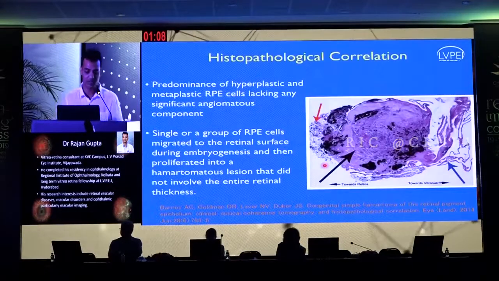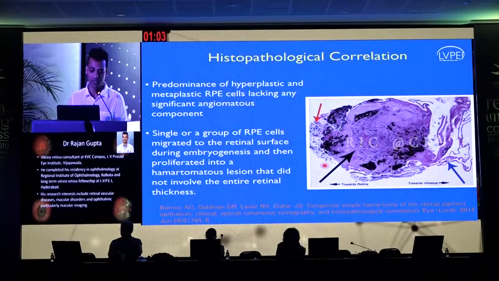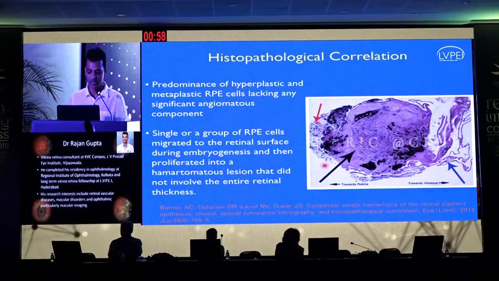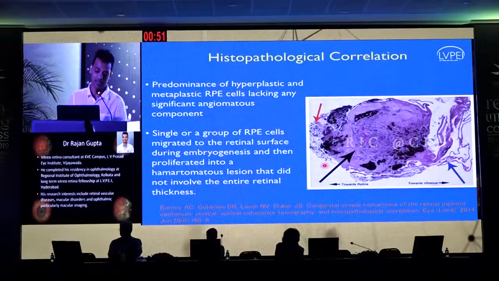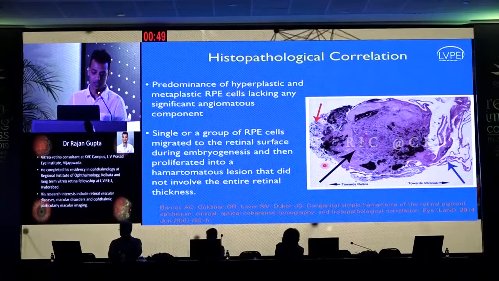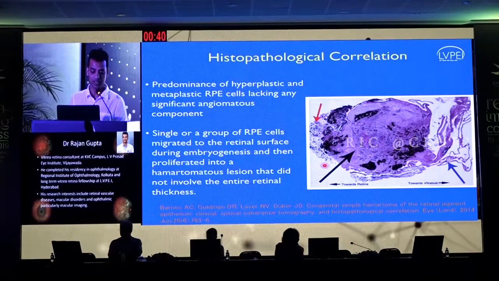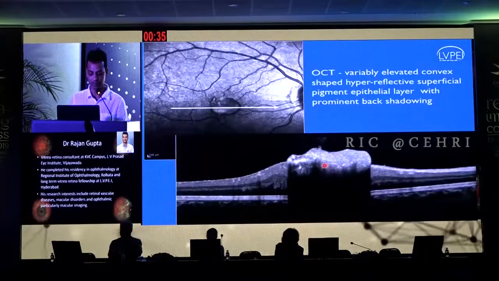Histopathological correlation is available for just one case of congenital simple hamartoma of retinal pigment epithelium, owing to the asymptomatic nature and the benign course. The single case which they have studied histopathologically showed the predominance of hyperplastic and metaplastic RPE cells lacking any significant angiomatous component. So they postulated a hypothesis regarding the pathogenesis of this entity as single or a group of RPE cells which migrate to the retinal surface during embryogenesis and then proliferate into a hamartomatous lesion that did not involve the entire retinal thickness.